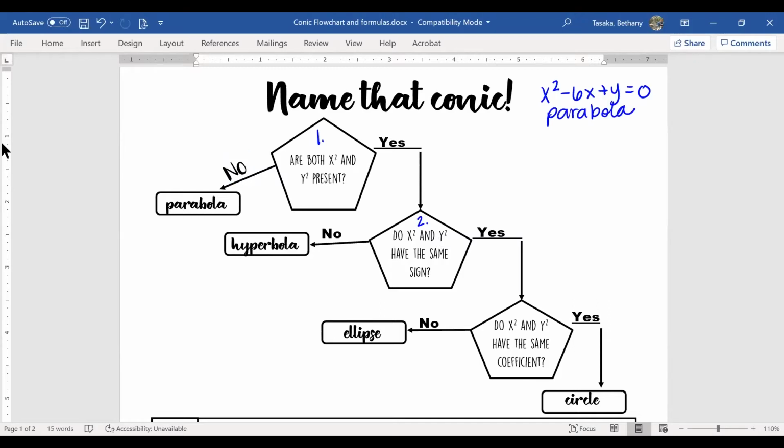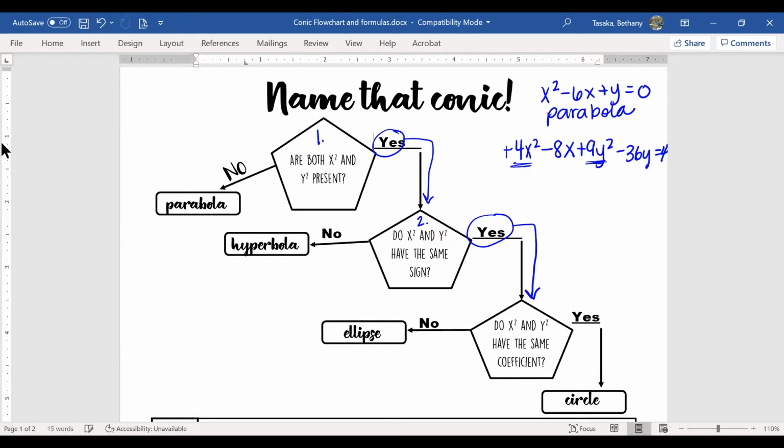So similar to that, let's grab another question. Let's look at 4x squared minus 8x plus 9y squared minus 36y is equal to 4. Looking at this one, we run through the same set of questions. First question, are both x squared and y squared present? Yes, they are, so we go this way and look at our second question. Do x squared and y squared have the same sign? I'm really focusing on x squared and y squared here. They are both positive, so again, yes.